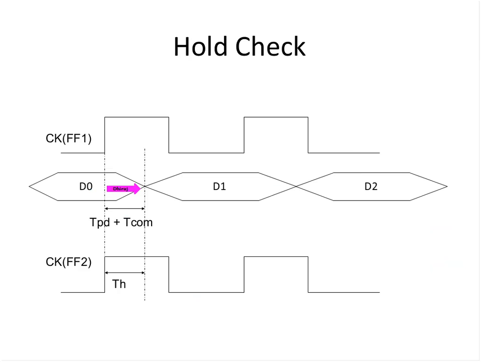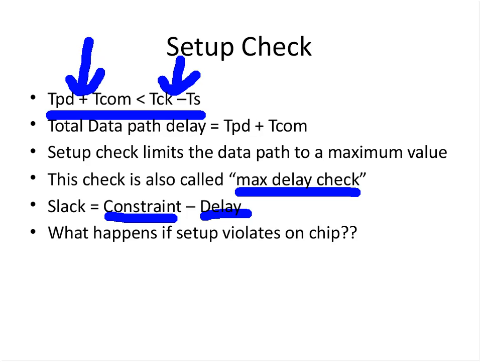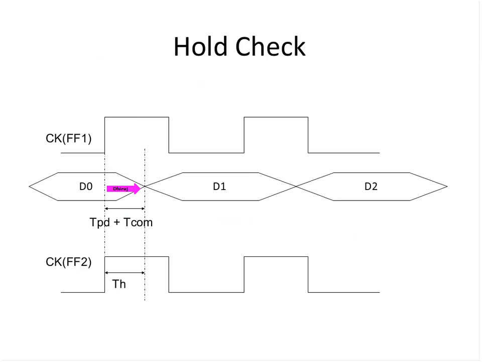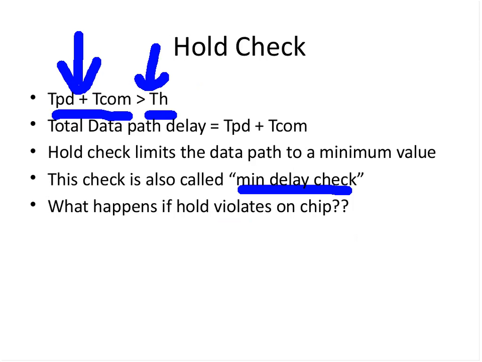I will repeat: path delay less than maximum constraint is the max delay check, which is this TPD plus TCOM less than TCK minus TS. For hold, path delay greater than the constraint is the min delay check. That is it. That is the whole summary of STA.